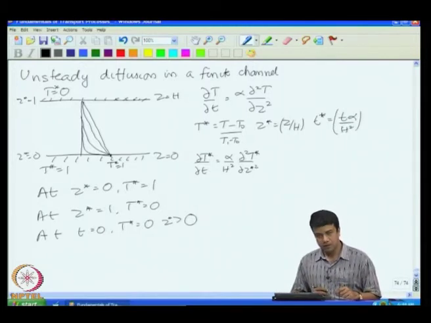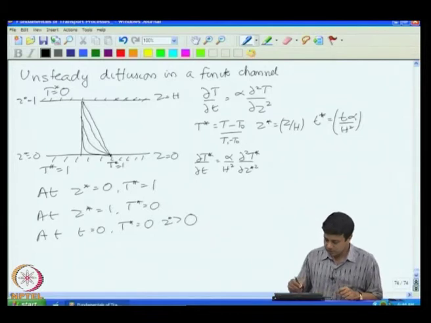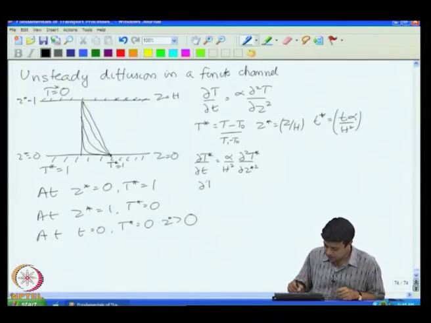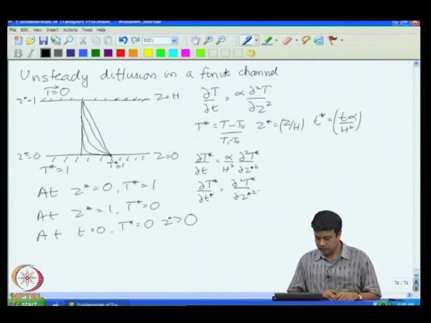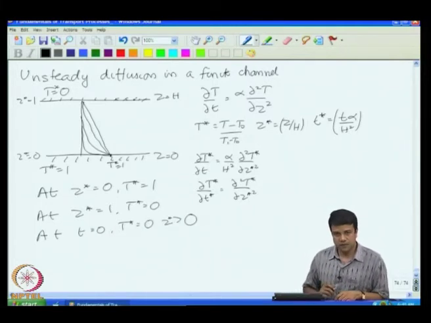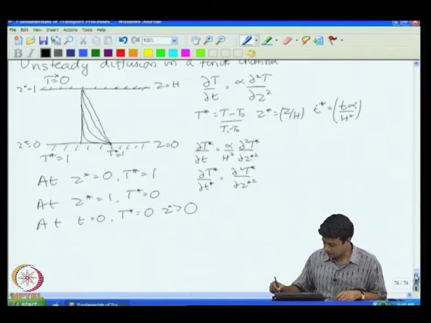And in terms of this, my final equation becomes partial T star by partial t star is equal to partial square T star by partial z star square. So, this is my final equation for the temperature profile.